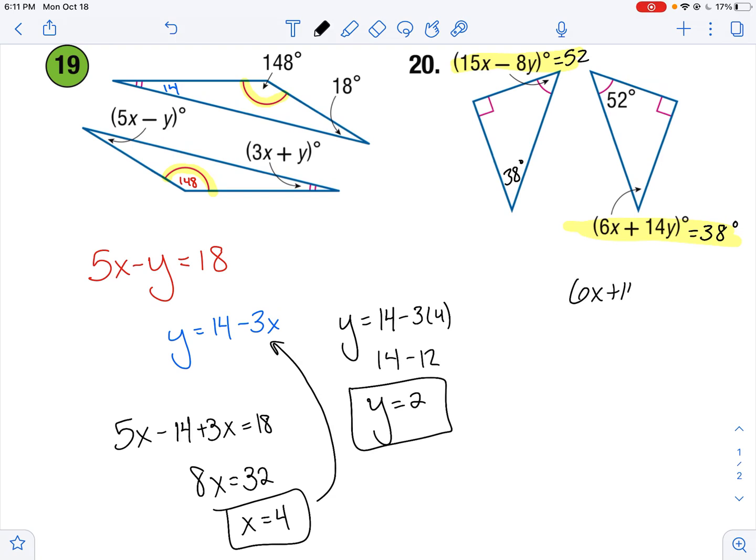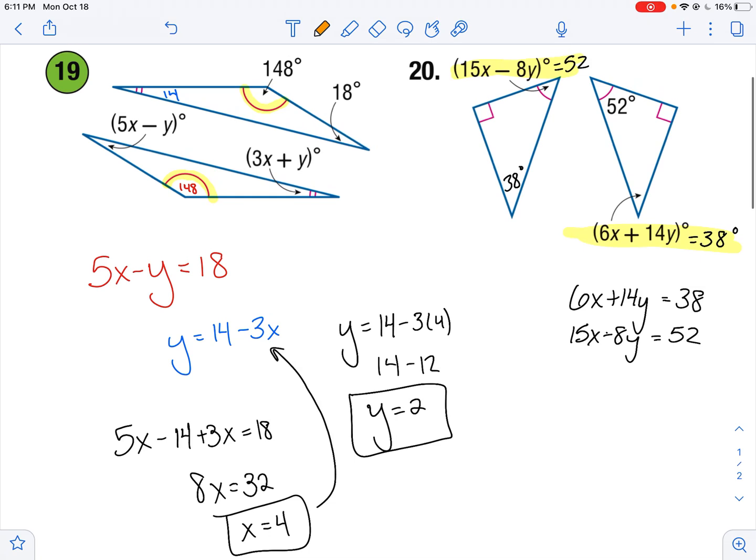All right, we got 6x plus 14y equals 38, and 15x minus 8y equals 52. Now, you could also solve this like a system of equations, which at least in this case is probably easier. So 6 and 15, well, I could get 30 from 6 and 15. That's your least common multiple. So if I multiply this by 5 and this by 2, well, let's make that a negative 2.